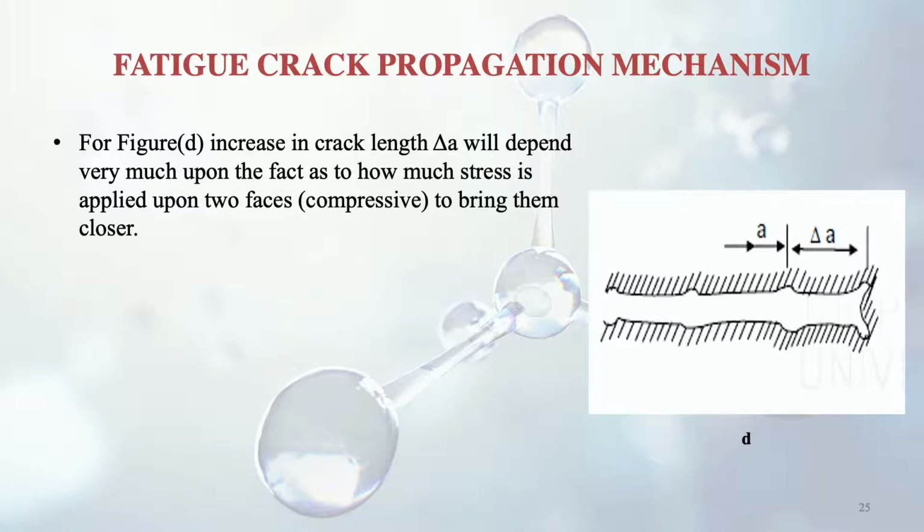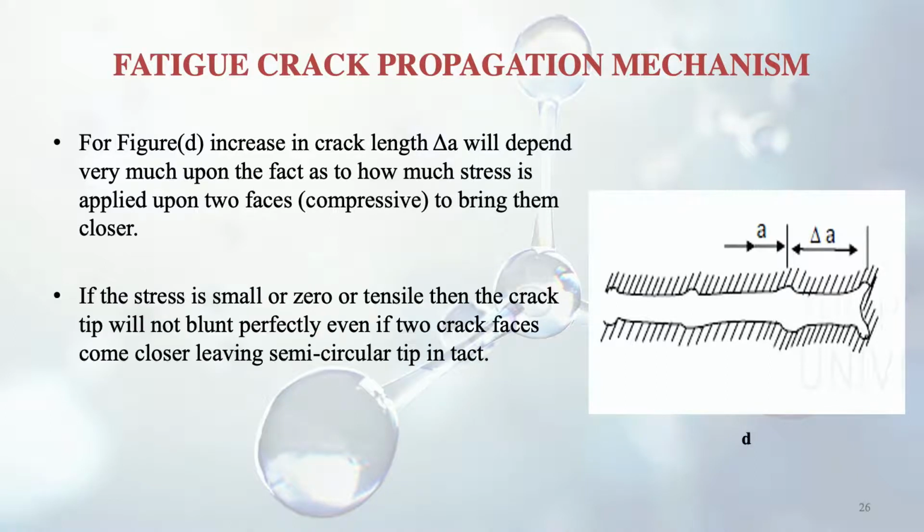In figure D, you can see that the increase in crack length, given as delta A, depends upon how much stress is applied upon the two parallel faces, which is compressive, to bring them closer. Suppose this compressive stress is very small or zero, or even tensile. Then the crack tip will not blunt perfectly even if the two crack faces come closer, and it will have the semicircular tip intact. That will be the case if the compressive stress is small or zero.